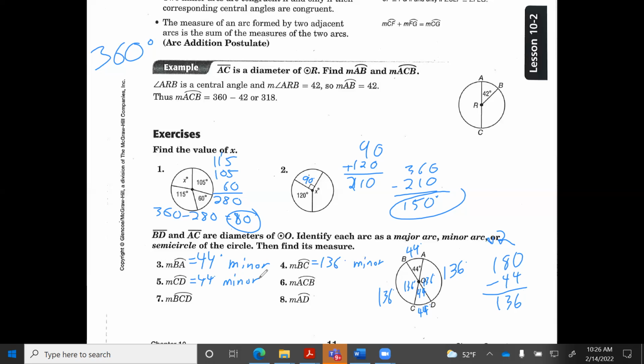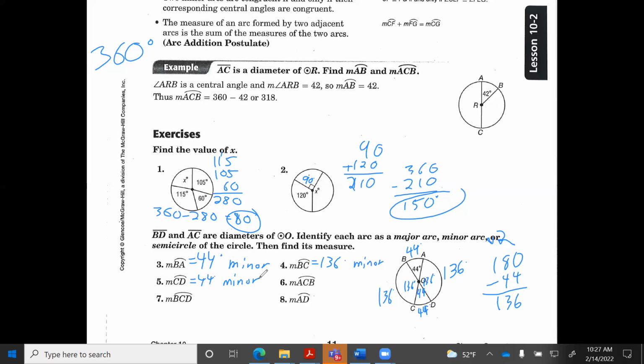And now we have number 6. Number 6 is asking for the measure of arc ACB. So they use 3 letters. Now, when I use 3 letters, it's going to be either a major arc or a semicircle. So look at ACB. I'm going from A through C and around to B. So that means I must be going around this way. So this is the whole thing except for that little top piece.